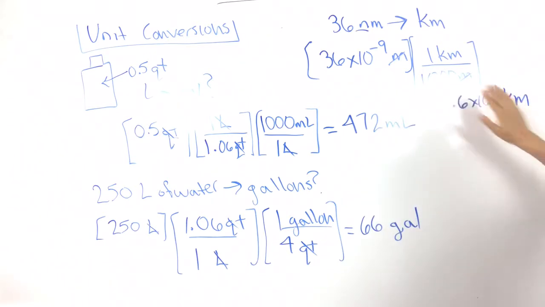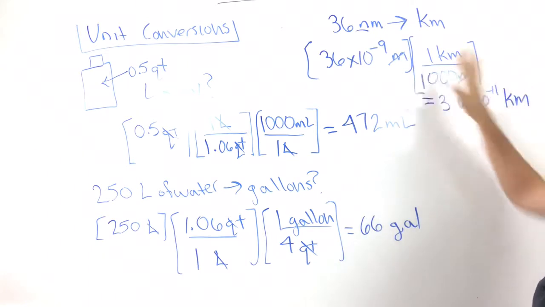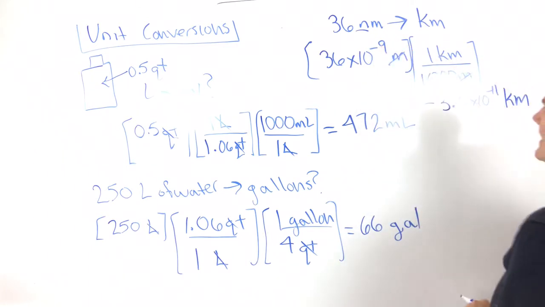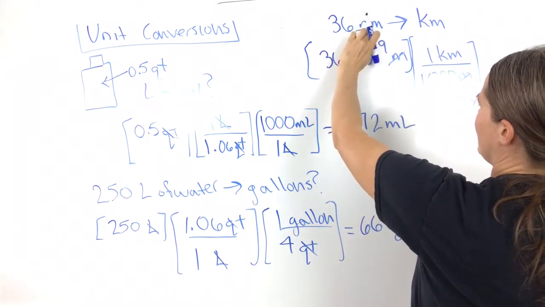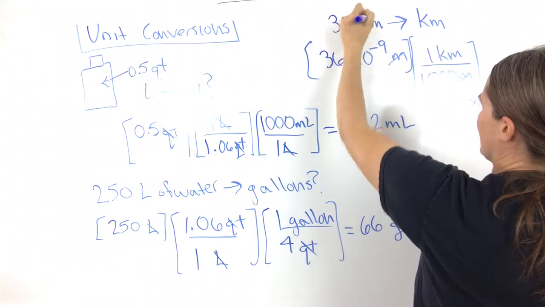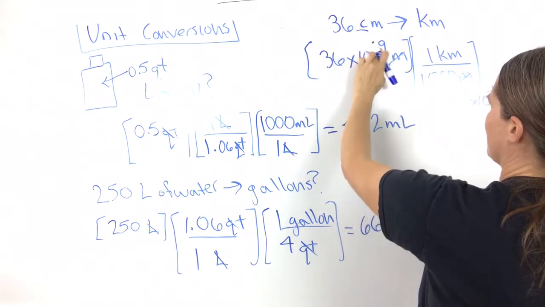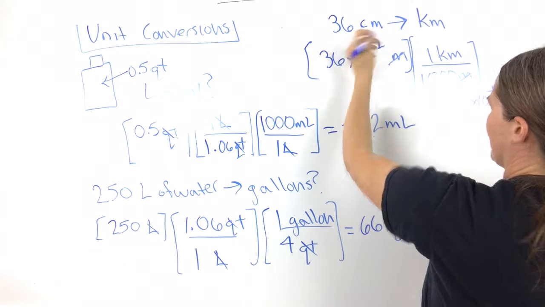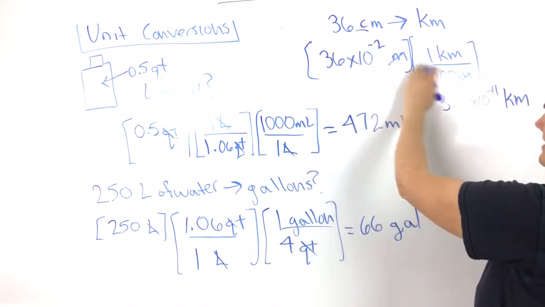So this is how to go from nanometers to kilometers. If I had this in, say, centimeters, I could just write this as 36 times 10 to the -2. And then I have this in meters.